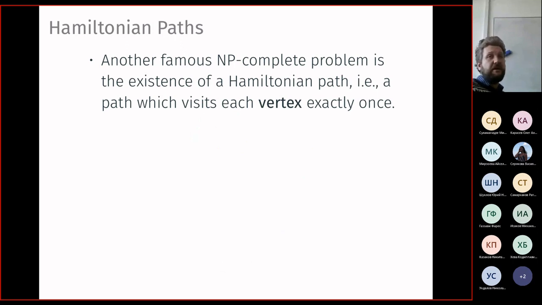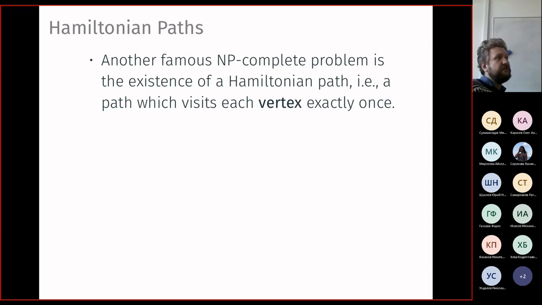So another famous problem which is NP-complete is the existence of a Hamiltonian path. A Hamiltonian path is a path, or it could be cyclic, then it's called a Hamiltonian cycle, and it could be just a path that's called a Hamiltonian path, which visits each vertex exactly once. So existence of a Hamiltonian path is also a well-known NP-hard problem.